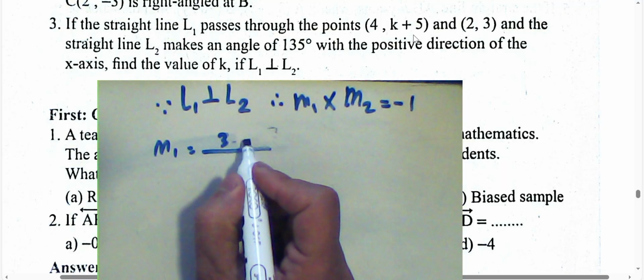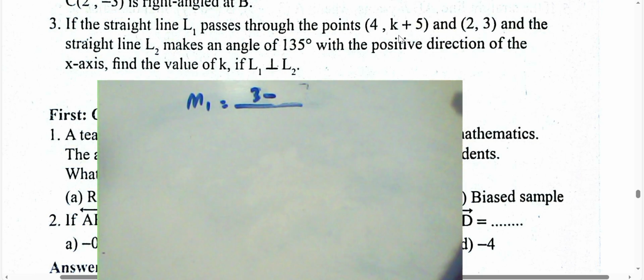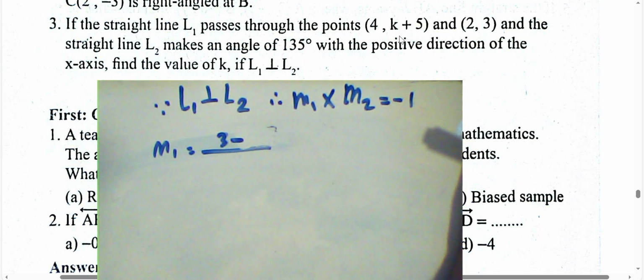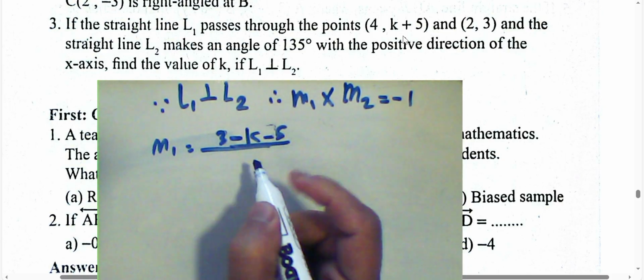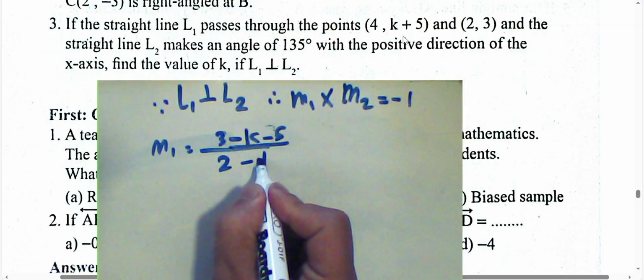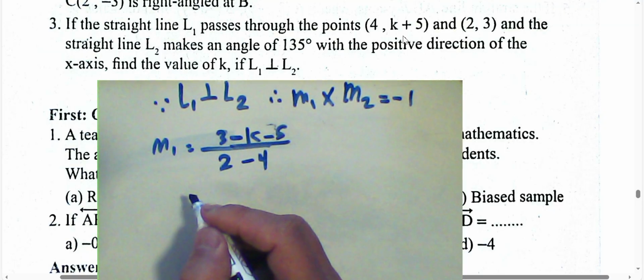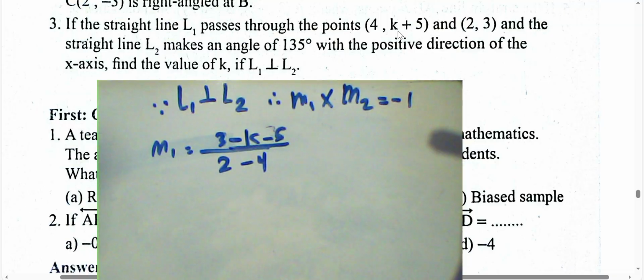Okay, my students, pay attention with me. We can write y2 minus y1, 3 minus k minus 5. Okay, change the sign, 3 minus k minus 5, over x2 minus x1, 2 minus 4. Right, 2 minus 4, x2 minus x1. Understood? Again, 3 minus k minus 5 in the numerator, and in the denominator, 2 minus 4.